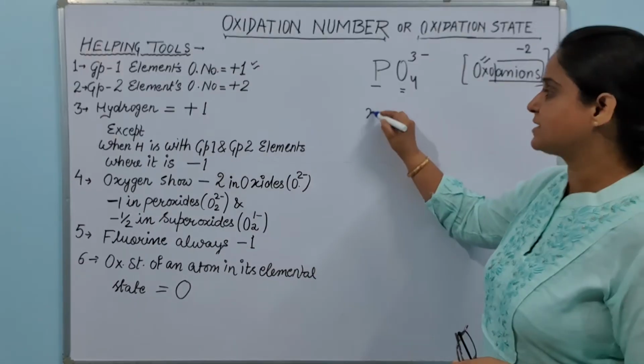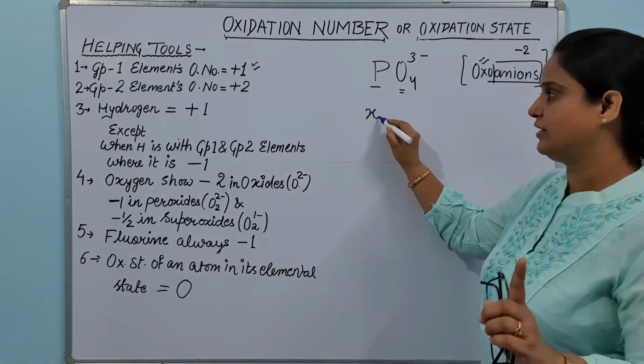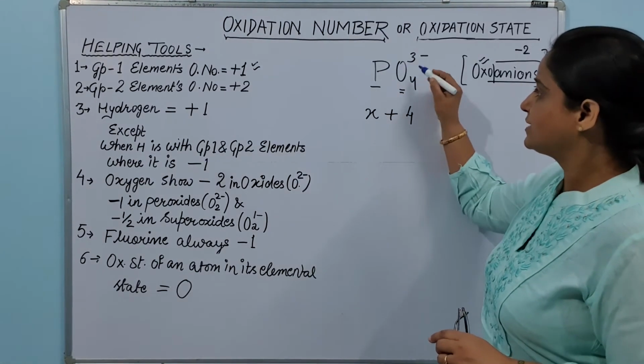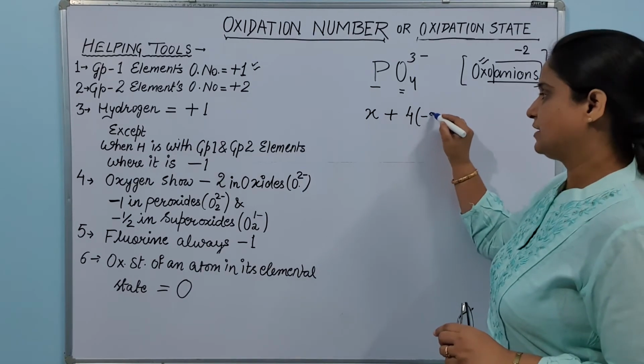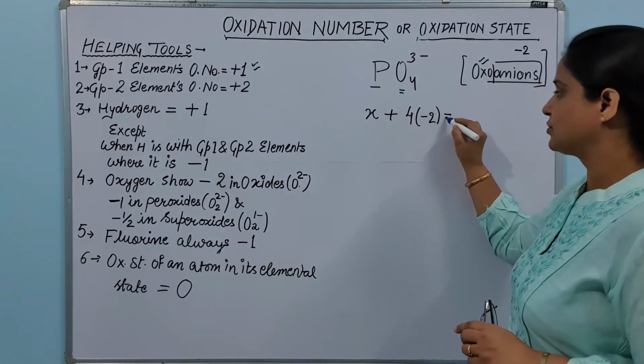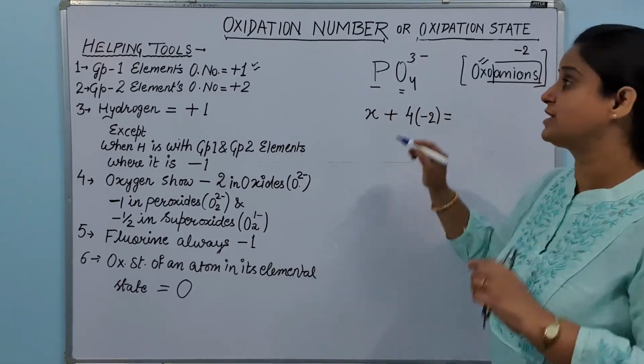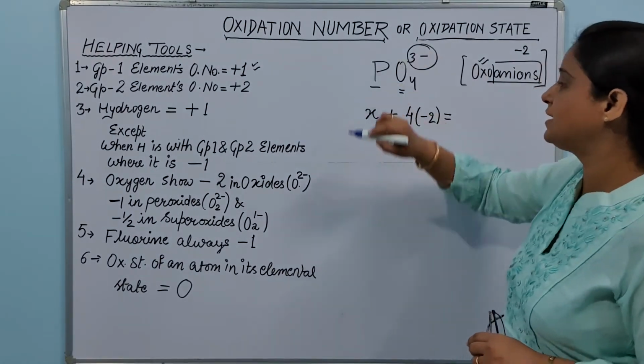So this is X. How many phosphorus are there? Only 1, so I am writing X. How many oxygens are there? 4. What is the charge on the oxygen? -2, as I told you, it is an oxoanion. And what is the overall charge on that species? You can see there is a -3 charge.